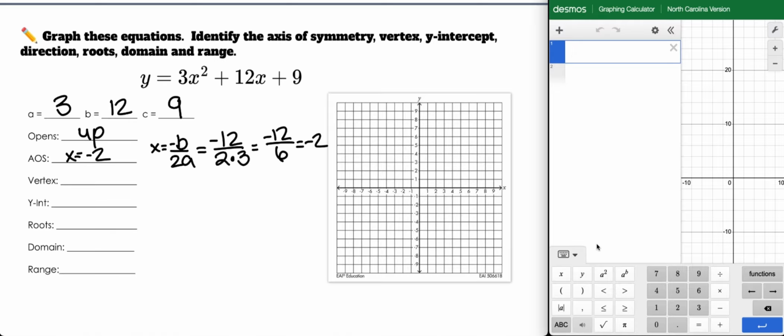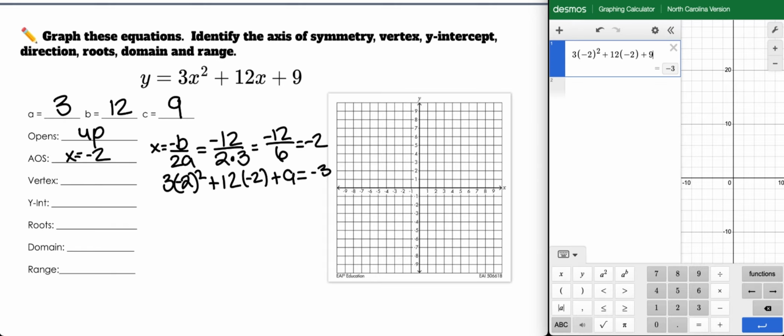Now to get our vertex, we'll take what we got for axis of symmetry and plug it into the equation. So that means we're going to have 3 times negative 2 squared plus 12 times negative 2 plus 9. Now we can go to Desmos for that to help us out. So when we get to Desmos, we can type in 3 parentheses negative 2, raise that to the second power, plus 12 times negative 2 plus 9. And that's going to give us negative 3.